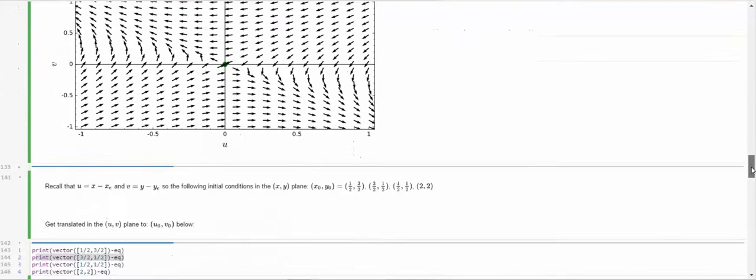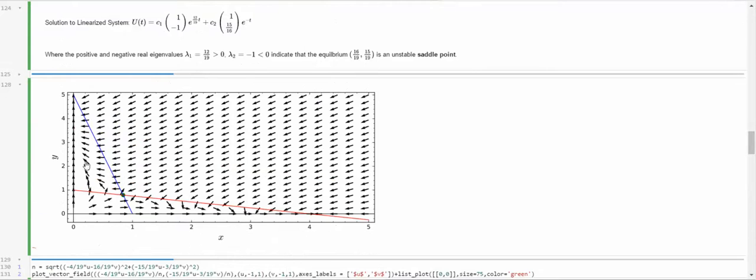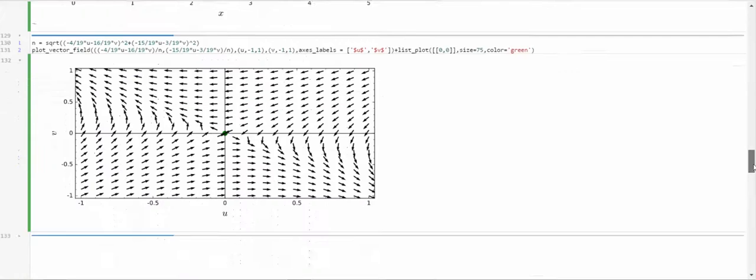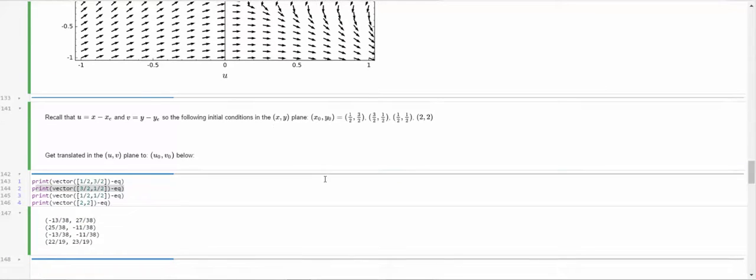Now watch what happens. If I pick the initial condition 1/2, 3/2, which is clearly in this region, it will be up here. That's going to put us in quadrant 2 in the UV coordinate system. If we do the shift by the equilibrium solution, which was, remember, 16/19, 15/19, sure enough, here we are in quadrant 2.